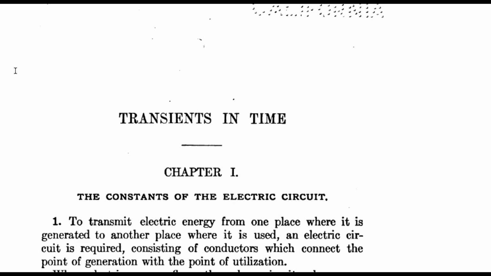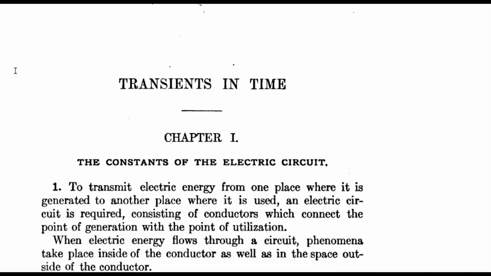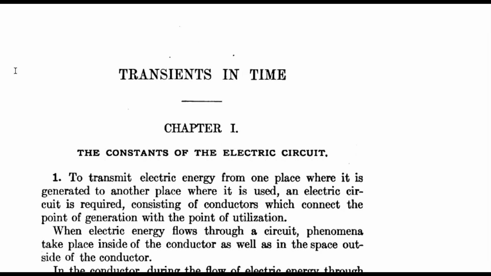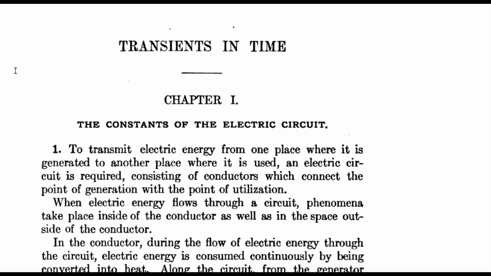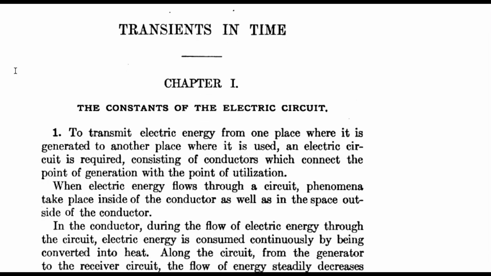Chapter 1. The Constants of the Electric Circuit. 1. To transmit electric energy from one place where it is generated to another place where it is used, an electric circuit is required, consisting of conductors which connect the point of generation with the point of utilization.